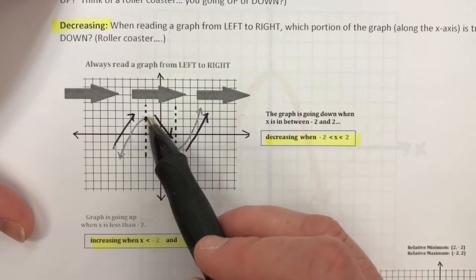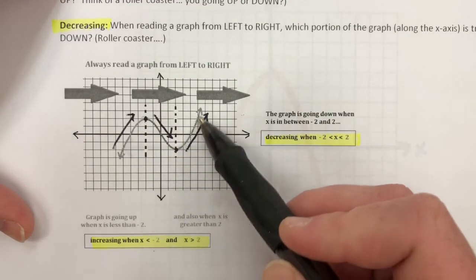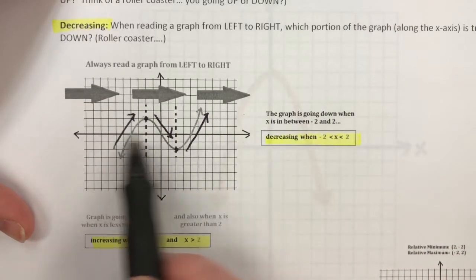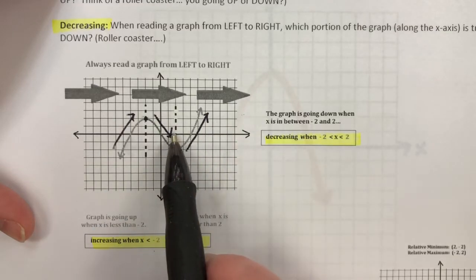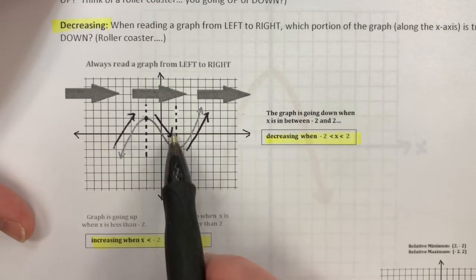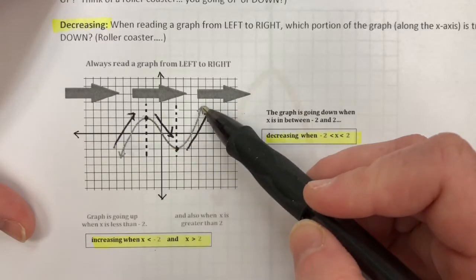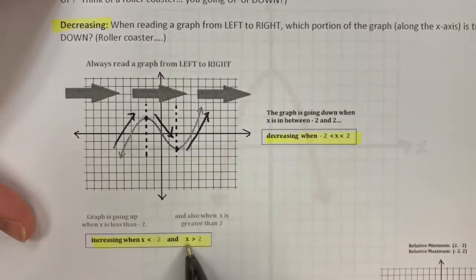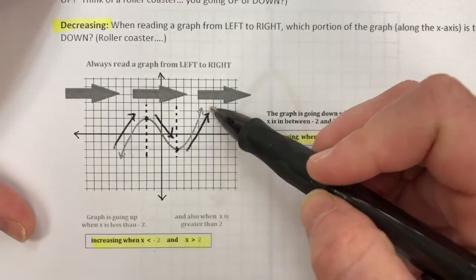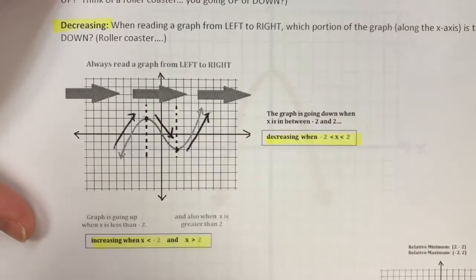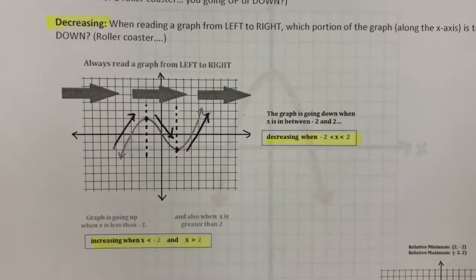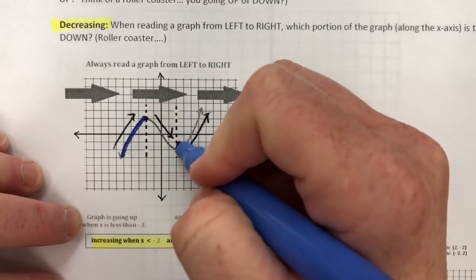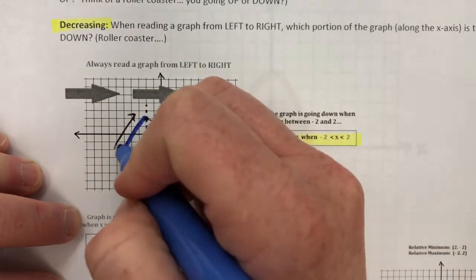And then I start going down, but then I start increasing again after +2. Everything's measured off this x-axis, kind of like a number line. So when I'm here, +2 on my x-axis, my graph starts going up. It doesn't start going up at 2, but anything after that starts going up. So when x is greater than 2, I'm going up again on my roller coaster. So my two portions where I'm going up are when x is less than -2, right here, and when x is bigger than 2, right here.